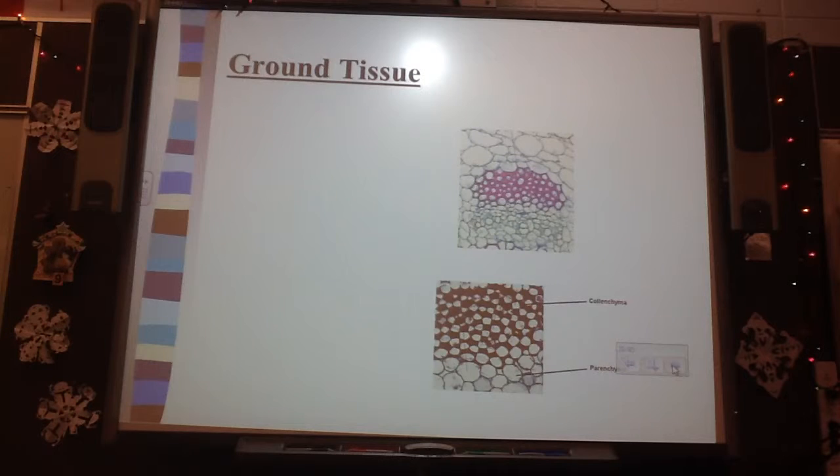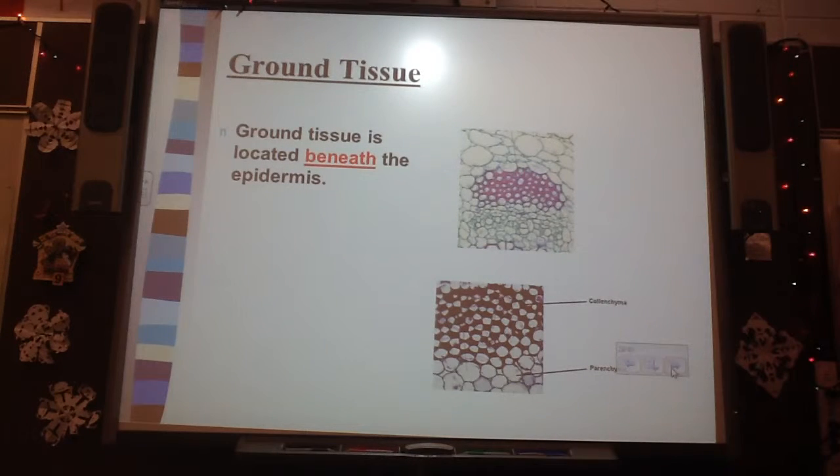So we have two more types of tissues. So there's dermal tissue, ground tissue, and then there'll be one more. So just three. So ground tissue. Ground tissue is just simply beneath the epidermis.